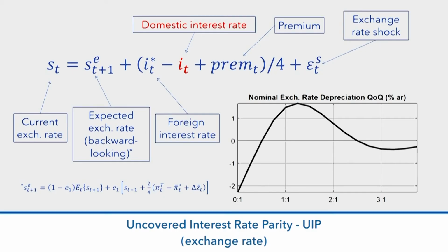In our calibration, the nominal exchange rate keeps appreciating compared to baseline for about 3 quarters. Don't forget that a negative change here means a stronger, more appreciated domestic currency. Eventually, the nominal exchange rate will go through a period of depreciation, and in the long run, it will settle at a weaker level than under the baseline.